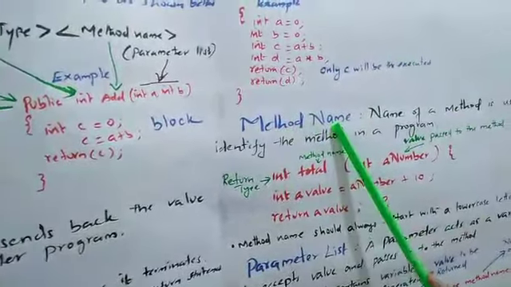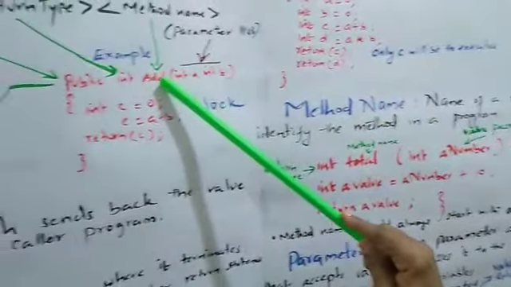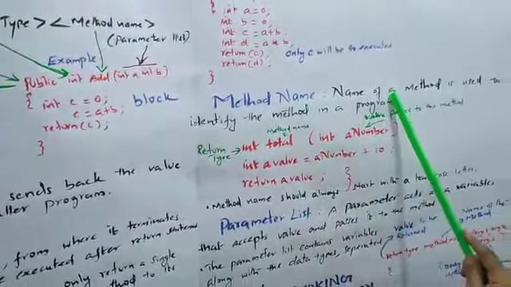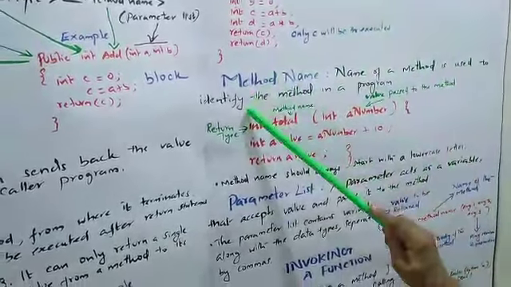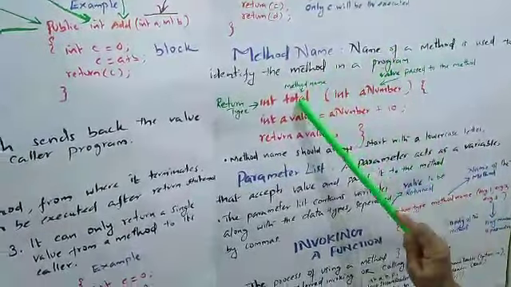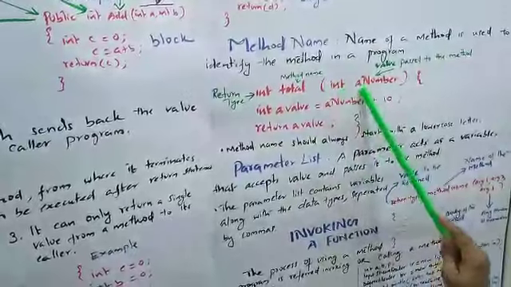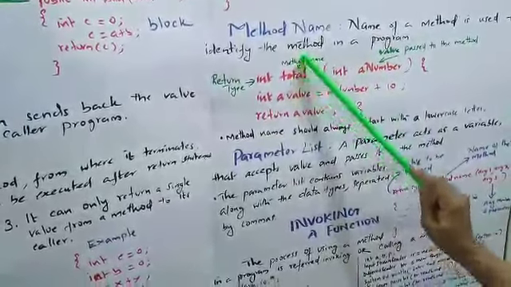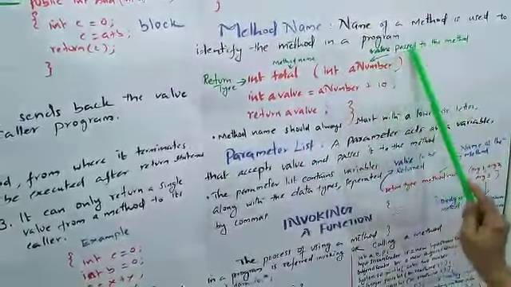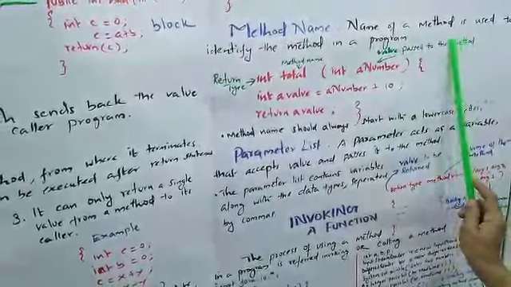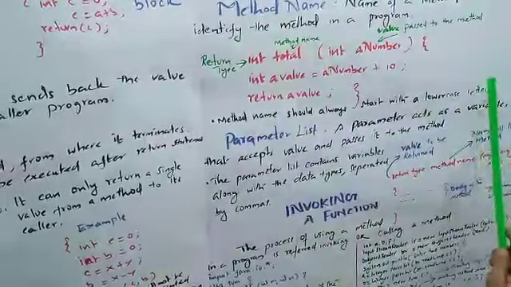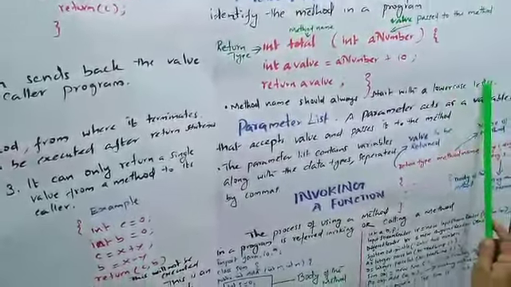Now we come to the method name. What is the method name? This int add is a method name. The name of a method is used to identify the method in a program. See, one program is there, int total, then after that int a number. So here total is the method name. Int is your return type, and this is a value passed to the method. Method name should always start with a lowercase letter. Always remember this.